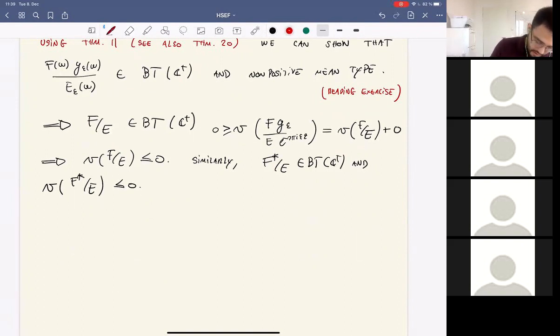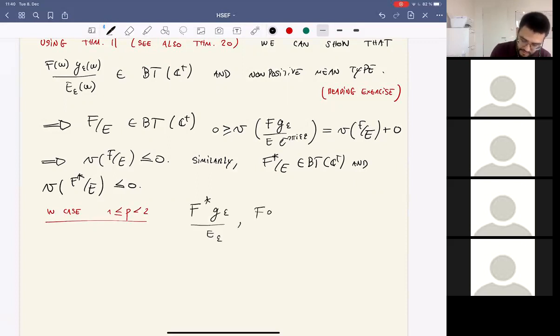Okay, so in case one less or equal than p less than two, well, then you have to do a certain trick. So you do the same trick as we did before. This should be star, it's the same. Okay, but now this is in H1. Okay, so why is this in H1?